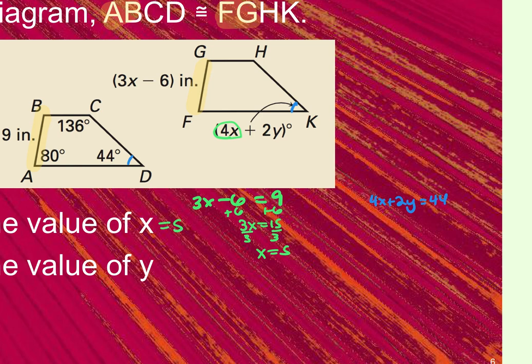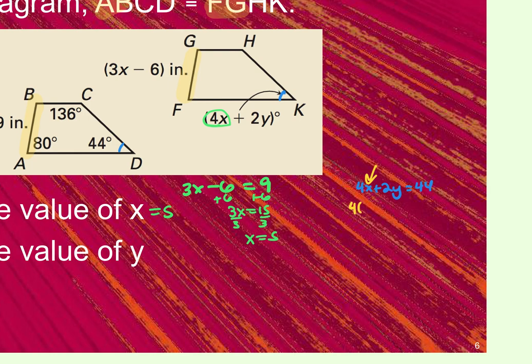And now I can use that in this second one to find Y. 4 times 5 plus 2Y equals 44. So I substituted it in, subtract the 20, divide by 2.